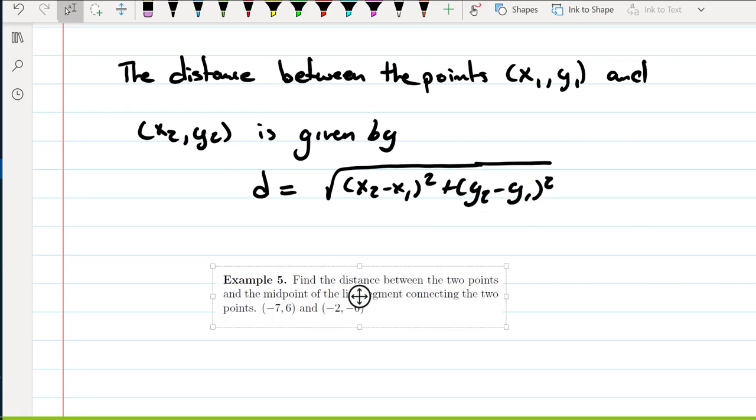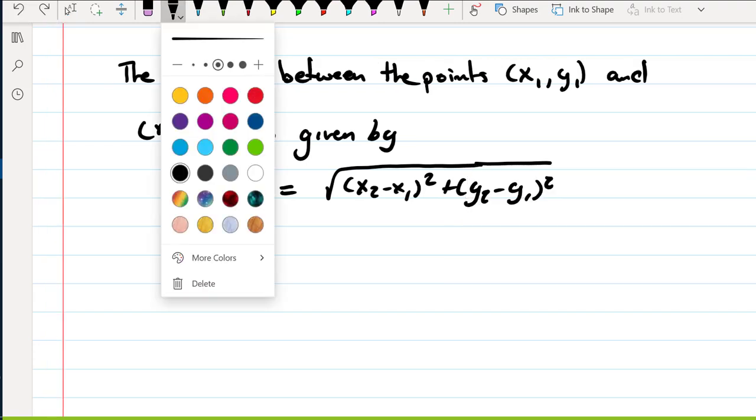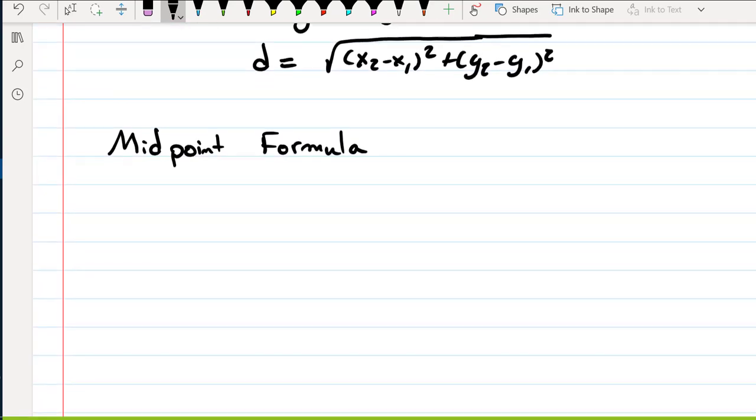Dang it, I'm getting ahead of myself again. I've got to do one more thing before we do example number 5. So we need one more formula, which is the midpoint formula. So let's talk about this one.